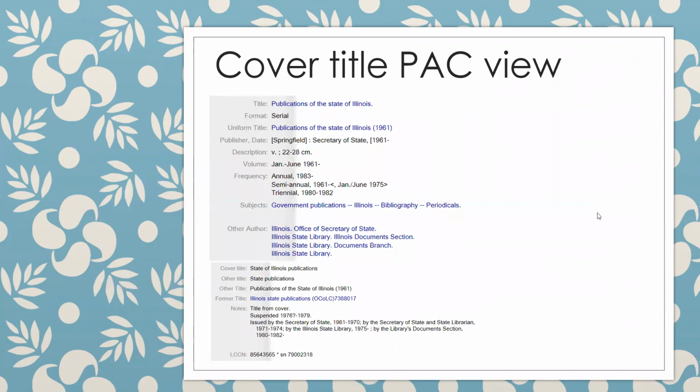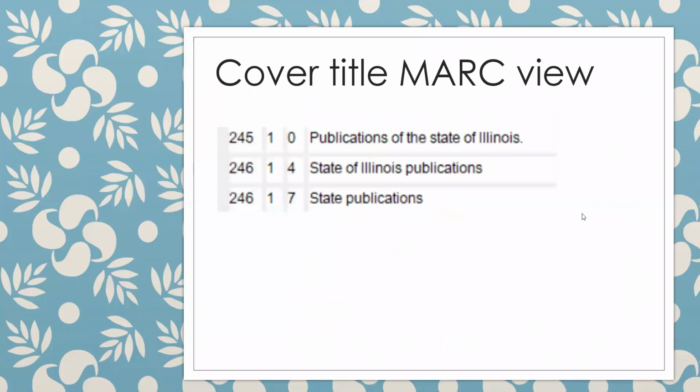Okay, so now let's look at the MARC view. So you'll notice the 246.14 State of Illinois publication shows that there is a note added entry. We know this because the first indicator is a 1, and that this is a cover title, and we know that because the second indicator is a 4. Now the 246.17 state publication shows that there is a note added entry, first indicator 1, and that this is a running title, second indicator 2. So the titles repeated in the top or bottom margin of each page or every other page in a publication. So that's from OCLC Bibliographic Formats and Standards as well.